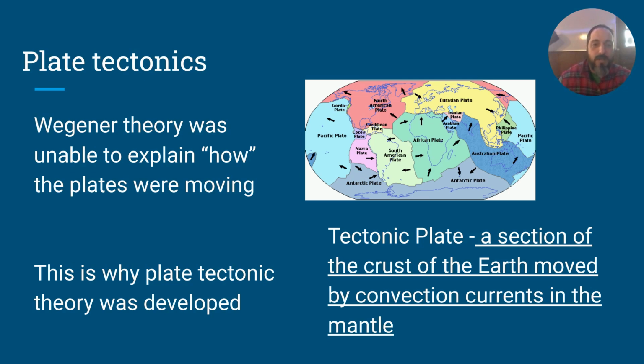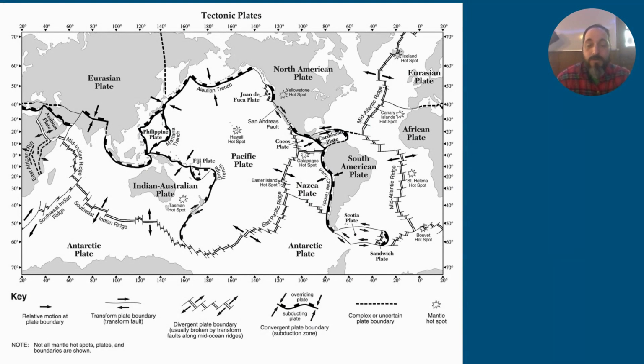So a tectonic plate is a section of the crust of the Earth and is moved by convection currents below the mantle. Here's a map in your reference table that shows you all of the major tectonic plates, what kind of boundaries are between them, and what direction they're moving in. So you can see down here with our key, we can see what direction each of these plates is moving, and the transform, divergent, and convergent boundaries are all labeled down there. And we're going to get into what those are in a minute.